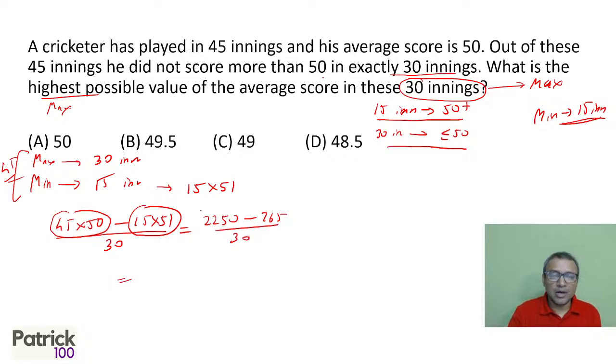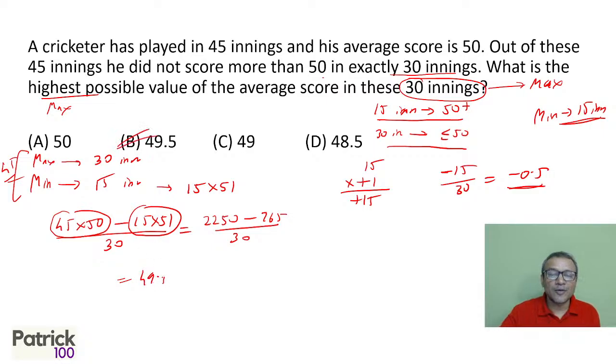That's one way. One more approach of solving it is, in these 15 innings, he has scored plus one more than the average. That is plus 15. So in the 30 innings, he'll be minus 15. For 30 values, that means he'll be minus 0.5. If it's minus 0.5, that means the average will be 49.5. This is what you'll get here also, 49.5.